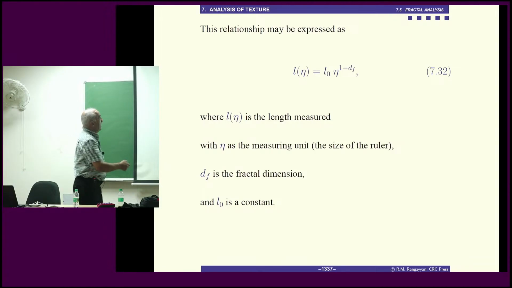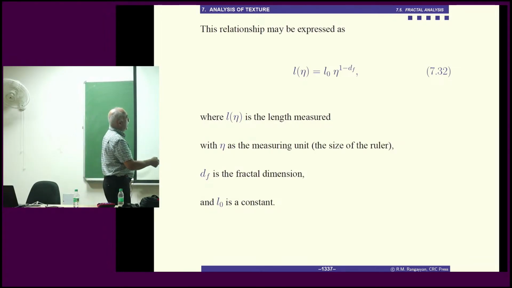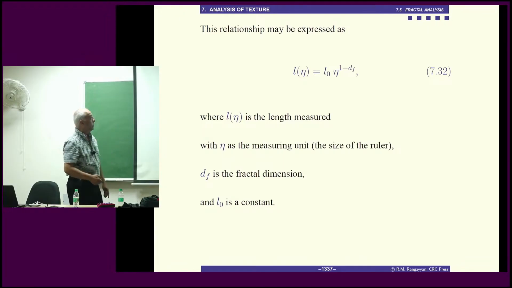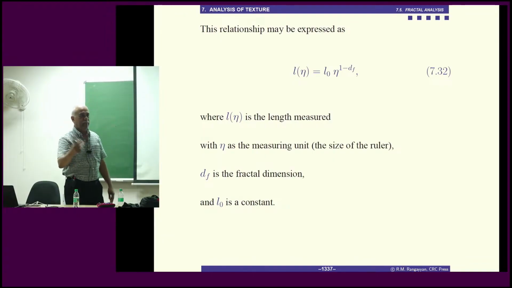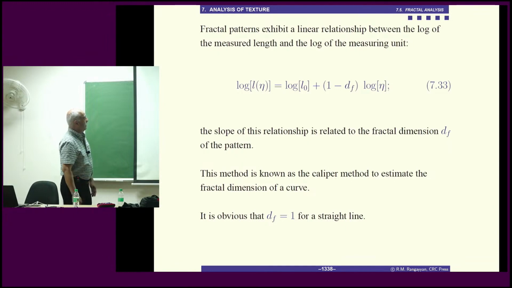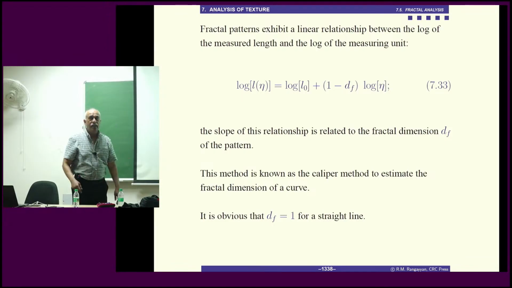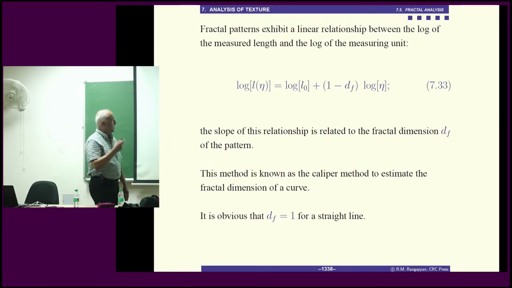So this relationship is expressed as L(η). Eta is the measuring unit, the size of your ruler. L(η) is the length measured. DF is the fractal dimension, and L0 is some constant, the size of that ruler that you're measuring in millimeters or centimeters. So the fractal dimension comes up in this relationship. You take the log and you get this relationship: the log of the measured length is some constant plus the log of the scale with 1 minus DF as the slope of that relationship, and DF is the fractal dimension.